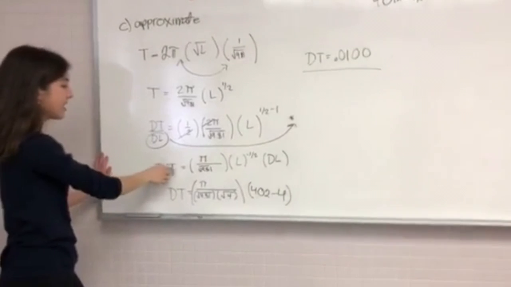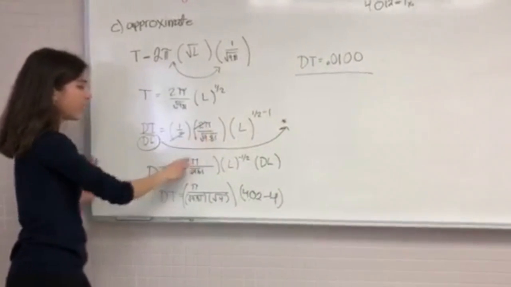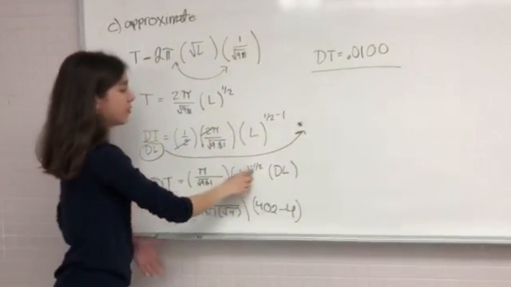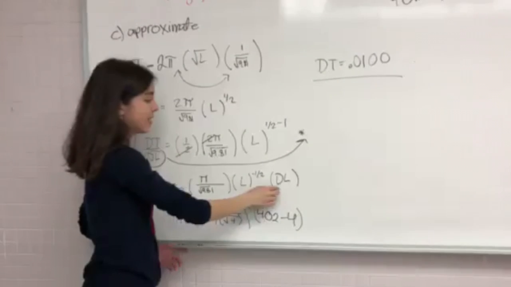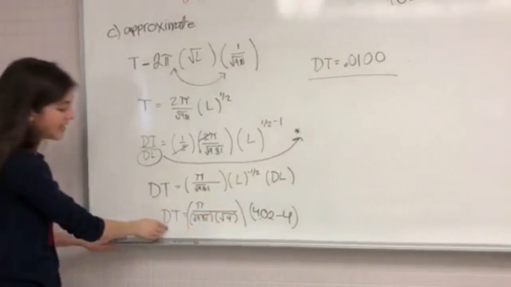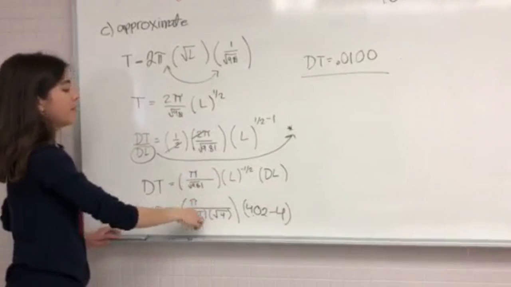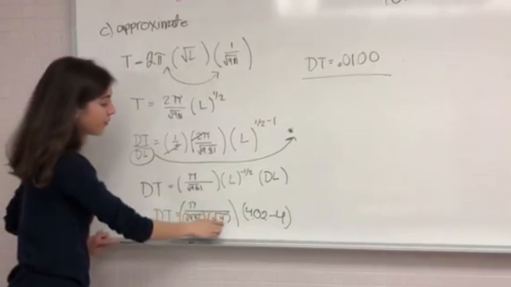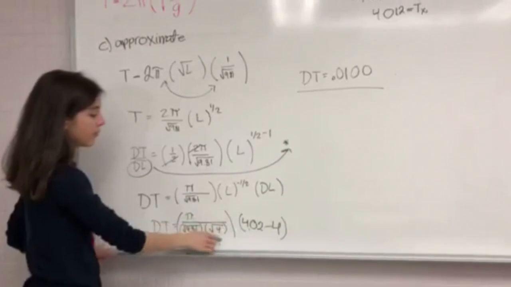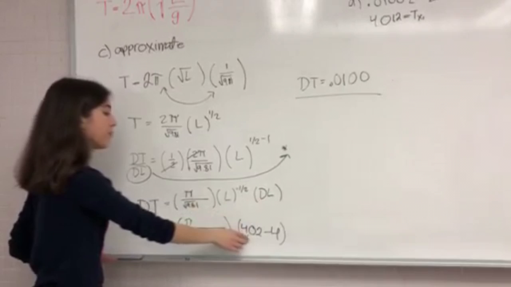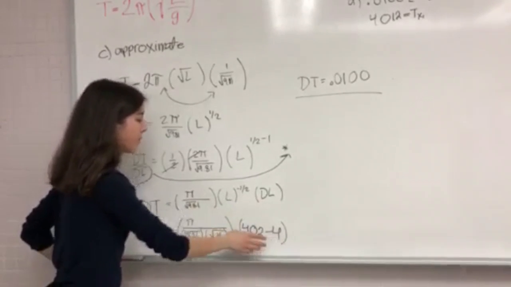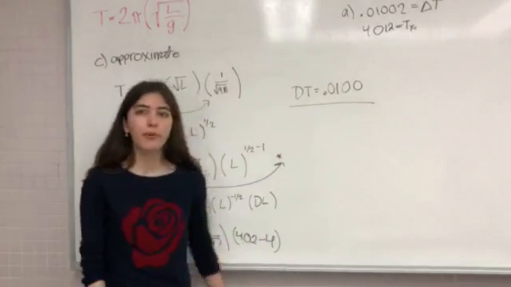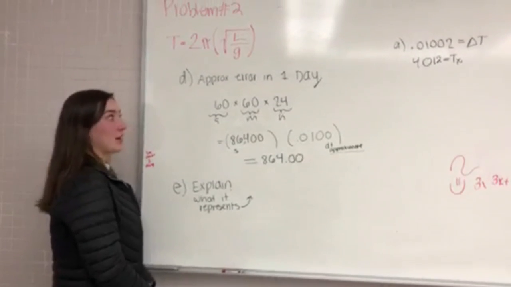Therefore, dT will be equal to pi over the square root of 9.81 times L to the negative 1/2 times dL. So dT equals pi over the square root of 9.81 times the square root of 4, because we know that L equals 4, times dL, which equals 4.02 minus 4. We multiply this and we get that dT equals 0.0100.